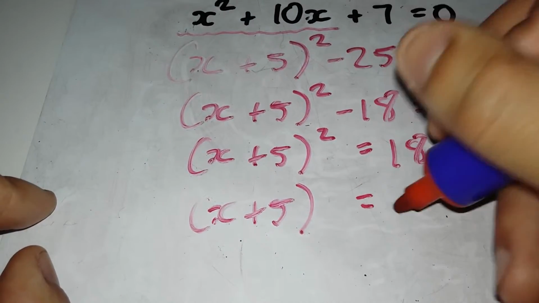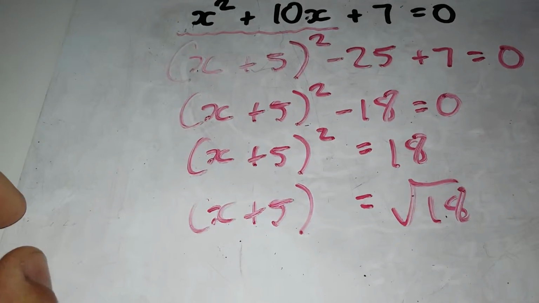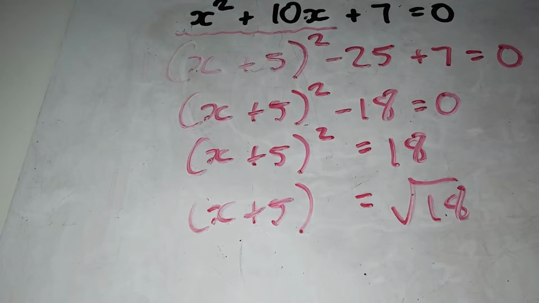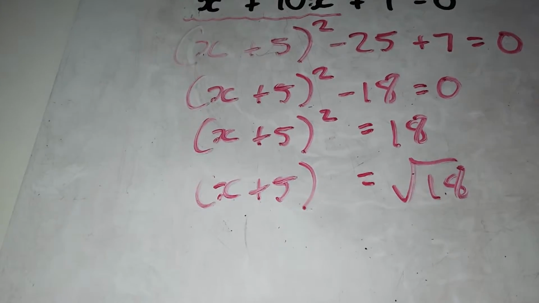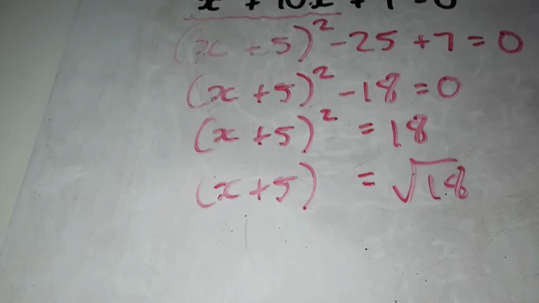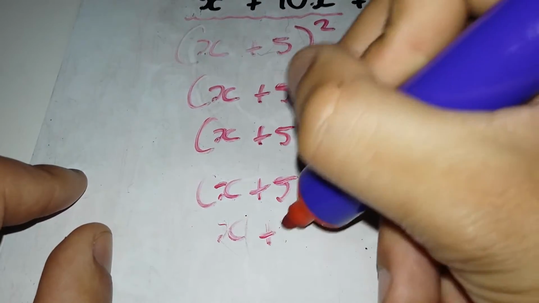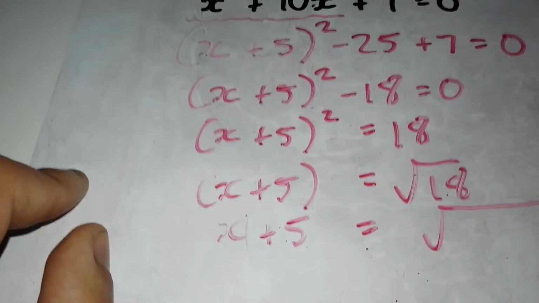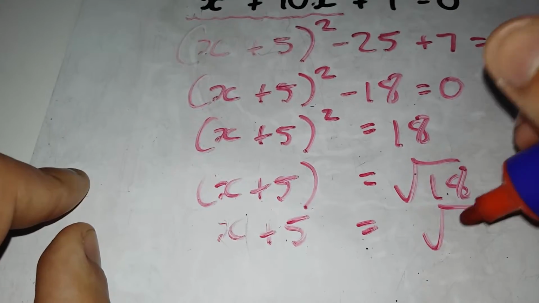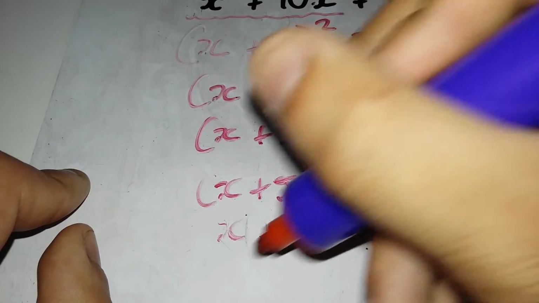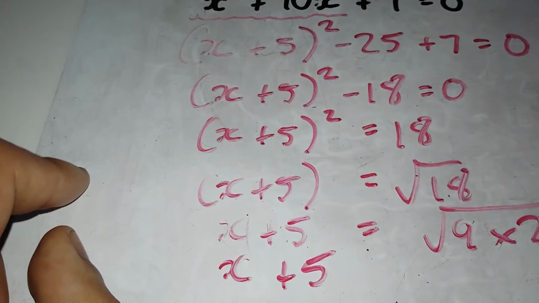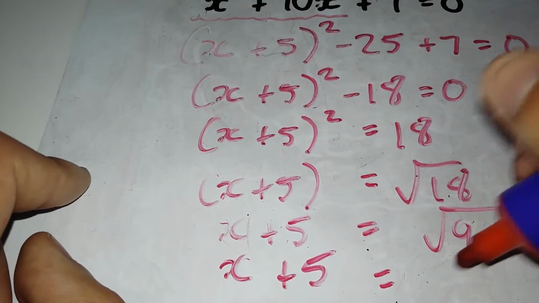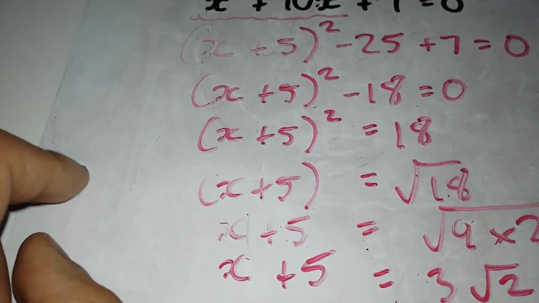The square root of 18, we can just write as that. Now, you might get this on a non-calculator paper, so I'm just going to use surds for now. So what we've got is x plus 5 equals root 18. Now, root 18 simplifies. The square factor of 18 is 9. So we can rewrite root 9, root 2 as 3 root 2.